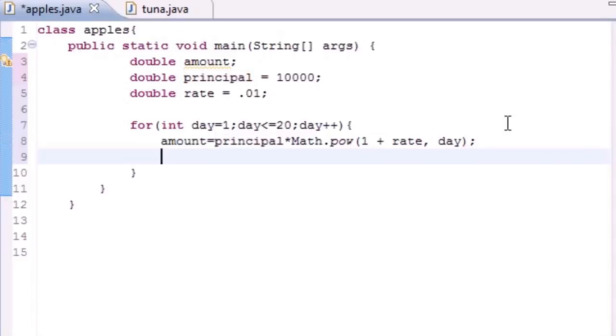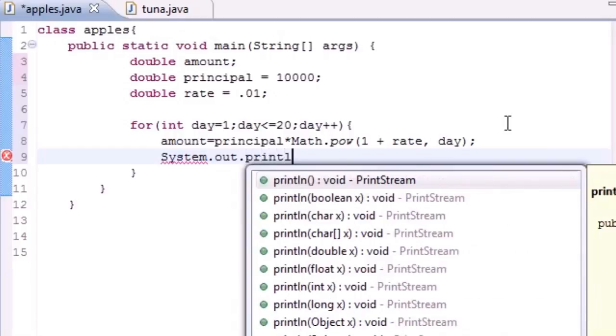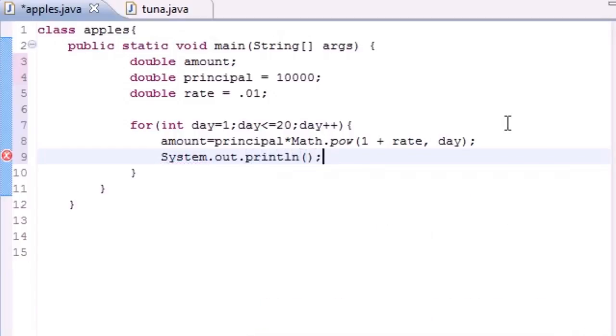Now all we have to do is print this out on the screen. System.out.println, and let's print year, actually day. Whenever you use compound interest, you usually use year, but no one really uses day unless you're looking at YouTube subscribers, so that's why I keep typing year. Plus, add a couple of spaces, plus amount. There you go. Let's run this, and I'll show you what it does.